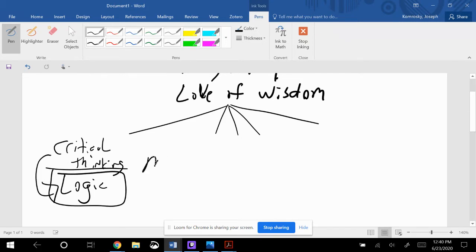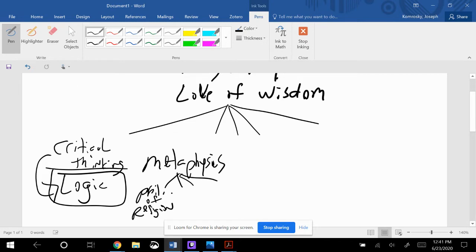Another one would be metaphysics. Sorry about the spelling. And then metaphysics deals with reality. What is reality? What is out there? A lot of metaphysical questions. What is there? Or what is something? Or like what is X? That might be a metaphysical question, right? When we start doing metaphysics, we're talking about philosophy of religion. That might be a branch within metaphysics.